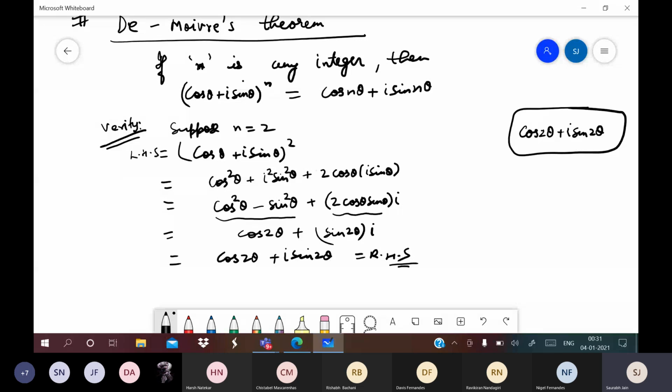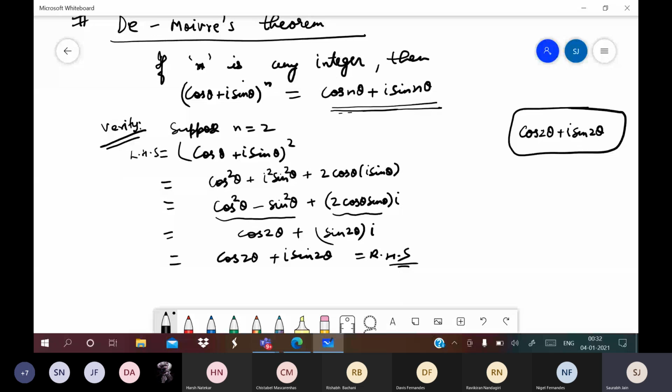So in the same way, you take any integer. You can take 3, 4, 5, 100, maybe a negative integer, say -2, -3, etc. Okay. What can you write? You can multiply that power with the angle and write it like this. This is called de Moivre's theorem.